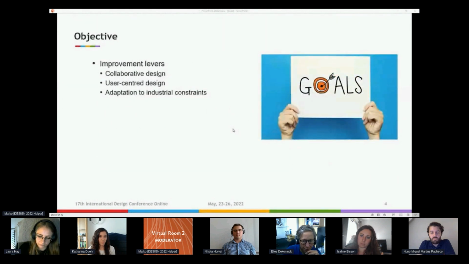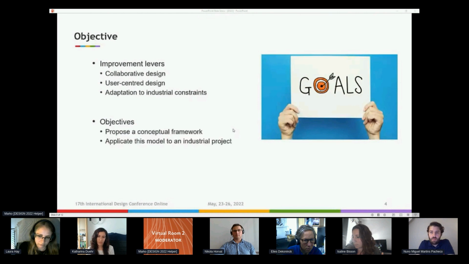This is why the company has decided to design its own application. There are improvements that can be made, such as collaborative design with different experts such as VR designer, ergonomist, and didactician. Also, user-centered design and adaptation to industrial constraints. Our objectives are to propose a conceptual framework and apply this model to a project in the textile industry.